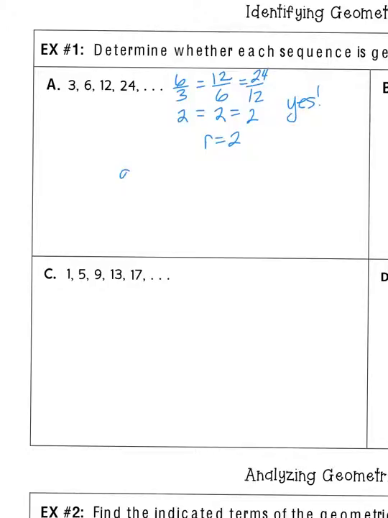Then to write your explicit rule, a sub n is equal to, your first term is 3. I highly suggest that you put your common ratio in parentheses. In this case it's 2, and it's raised to the n minus 1. That's it. So you go ahead and try B, C, and D. I want you to pause the video and then check your work.